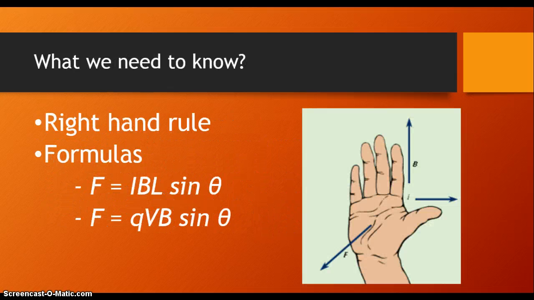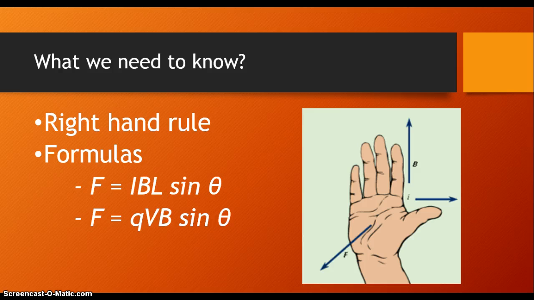Things we need to know to solve this question are obviously the right hand rule, which states that if you use your right hand with your thumb pointing the direction of the current or the velocity of the particle, and your fingers pointing the direction of the B field or magnetic field, your palm will face in the direction of the magnetic force. We also need to know formulas for part B of the question.